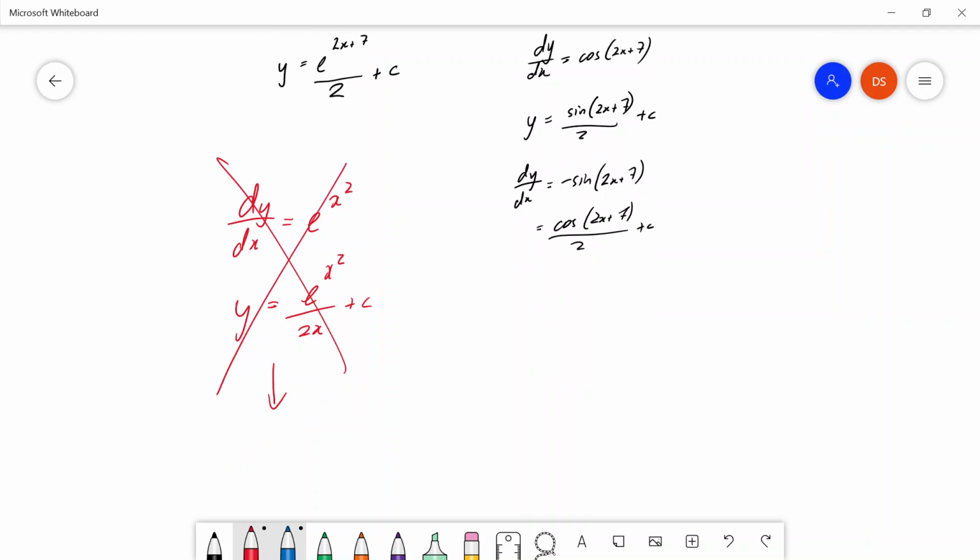So the inside function must always be linear, and that's super important. Right, so now you can integrate exponentials, trigonometric functions, and logarithms. Good luck, I'll see you in the next video.